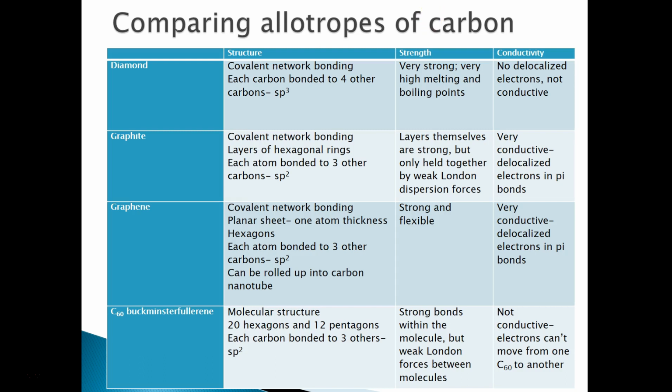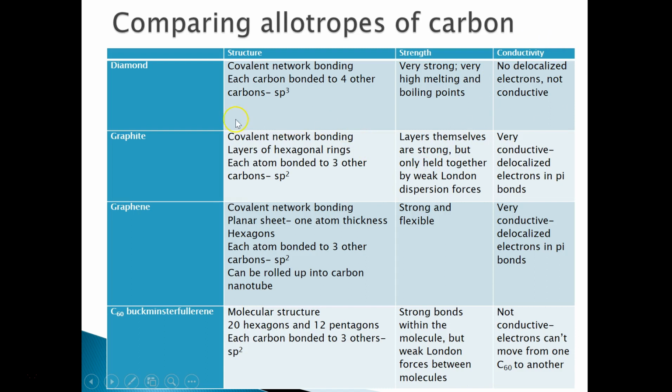So in a diamond, what we have is a covalent network bonding where each carbon is bonded to 4 other carbon atoms, which would give us sp3 hybridization. Now, diamond is very, very strong and very, very hard, as you know, and that is due to the fact that there are no delocalized electrons in that species. And the fact that there are no delocalized electrons means that it is not conductive.